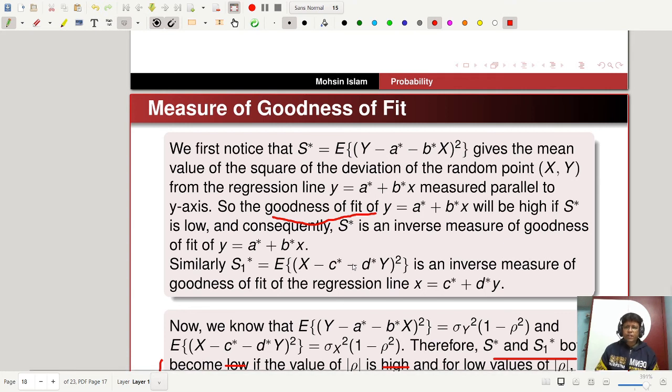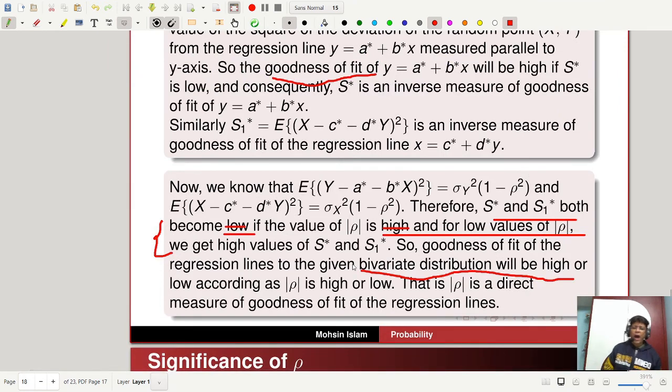Finally, in this we have learned about the different regression curves of y on x and regression curves of x on y, and also about the idea of how to calculate the measure of goodness of fit.